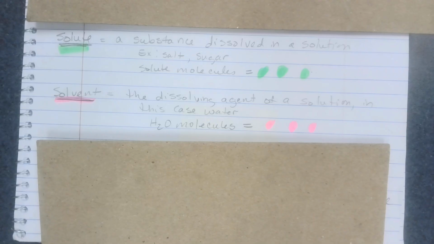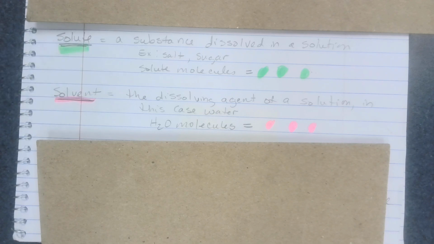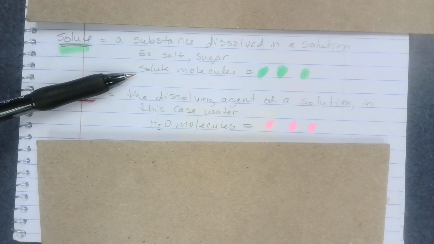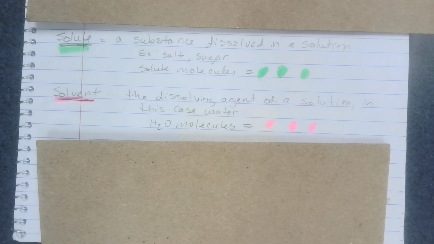All right, in just a second, I'm going to show you a diagram, but I need you to know what the different colors and symbols on the diagram mean. A solute is a substance that is dissolved in a solution. Examples of solutes are salt and sugar, and those are the ones we're going to use in this class for the most part. In the diagram, solute molecules are going to be represented by green dots.